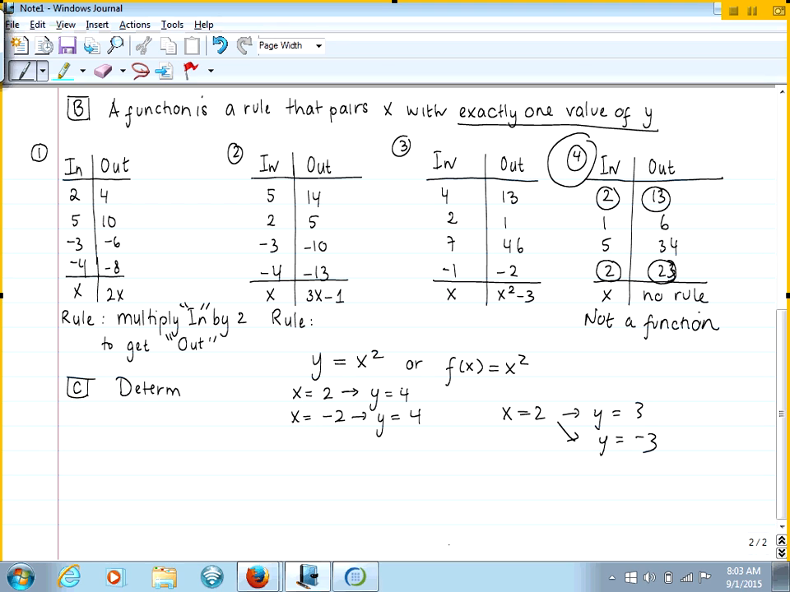So each x can be paired with one value of y. However, the value of y can be the same for two different x's. Does that make sense? If they're both 1 and 1, then later on we will have a one-to-one function. But we're not talking about one-to-one functions now. So if you have this, this is not a function because x is paired with two different y values.